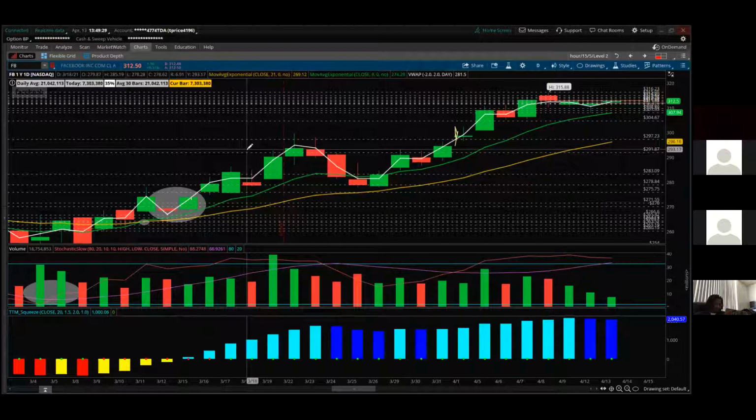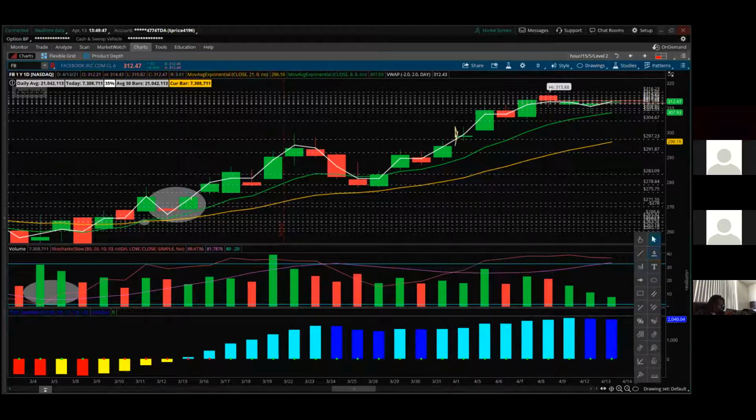So never underestimate the TTM squeeze and the Stochastic on larger time frames, because they're awesome early indicators. Technically speaking, you had a little bit of a sell-off right here, but it still made a higher high, because it started the uptrend right about here.